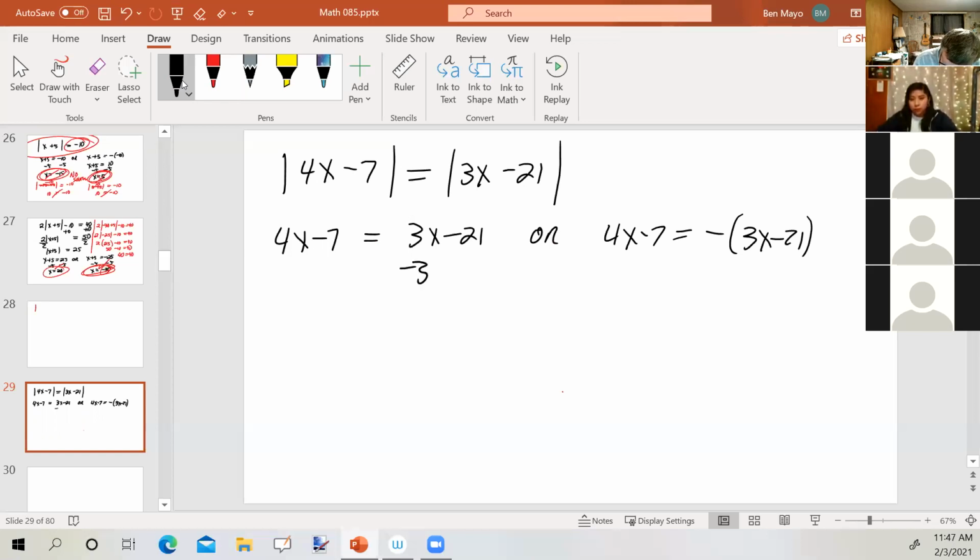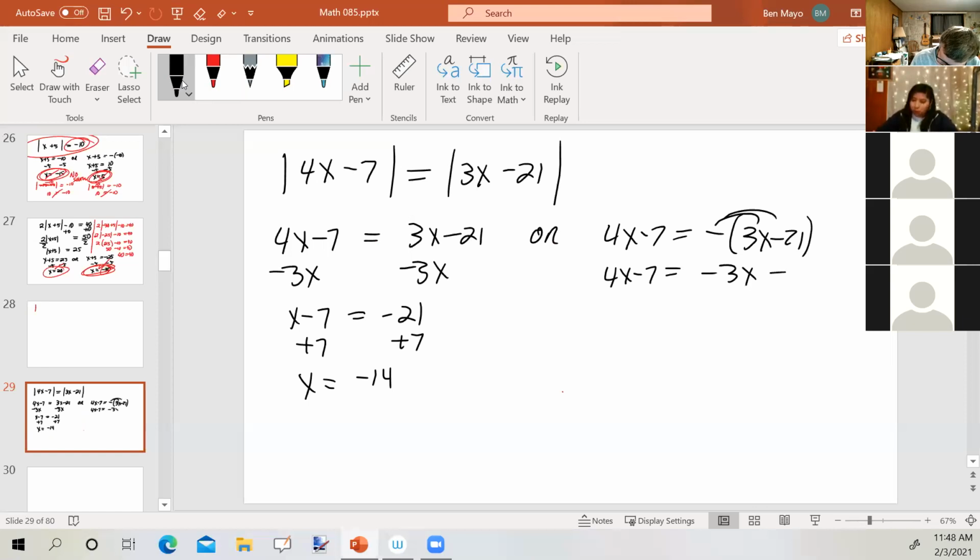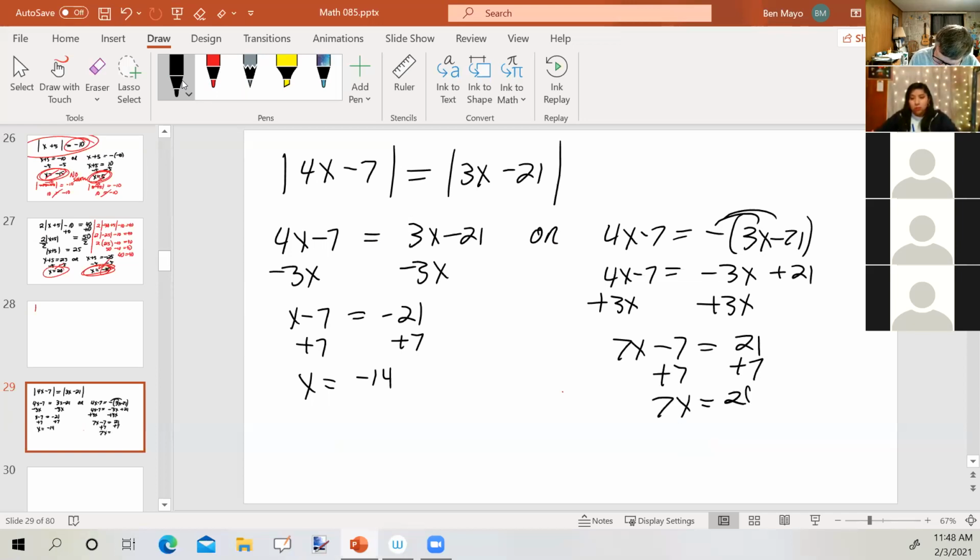Solving the equation on the left, subtract 3x from both sides, add 7 to both sides, x equals -14. Solving the equation on the right, 4x minus 7 equals, we're going to distribute the negative sign, -3x plus 21. Then we'll add 3x to both sides of the equation. 7x minus 7 equals 21. We'll add 7 to both sides of the equation. 7x equals 28. We'll divide both sides by 7, x equals 4.